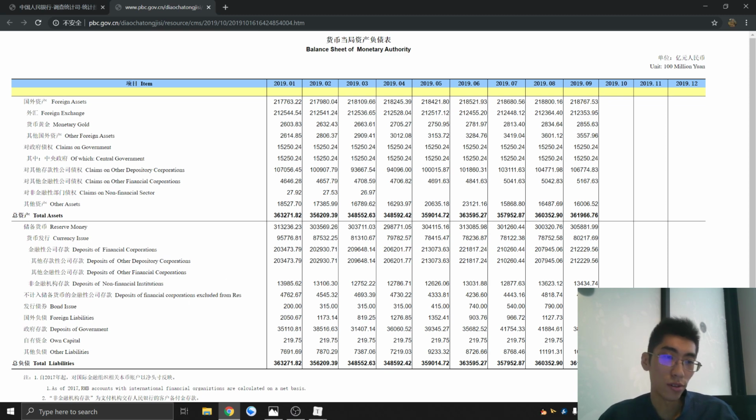So this is all the balance sheet items of the PBOC.